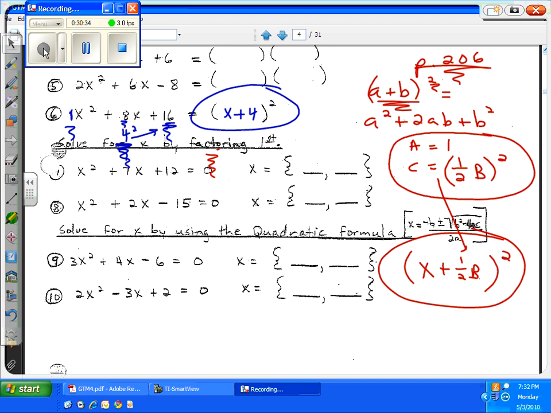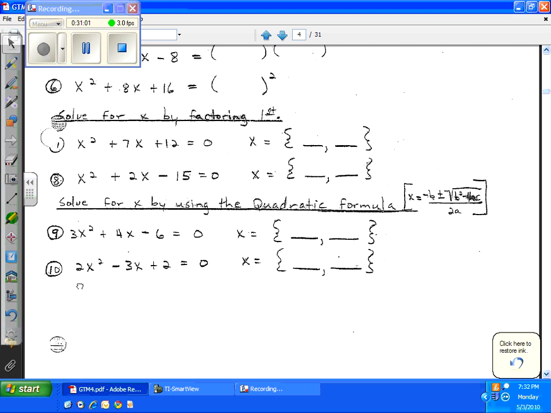Now, number 7 and 8 say solve for X by factoring first. On page 214 of the algebra text, it actually talked about if you have two factors that have a product of 0, then either one or the other or both of those factors is 0. So then we set each of the two factors equal to 0 and solve. Let's talk about that.